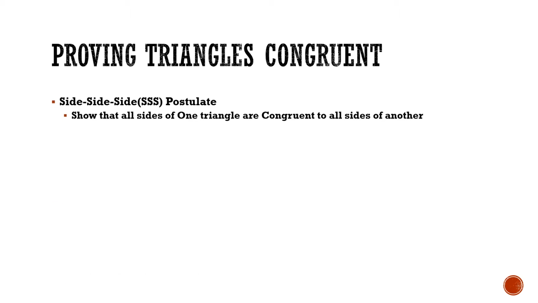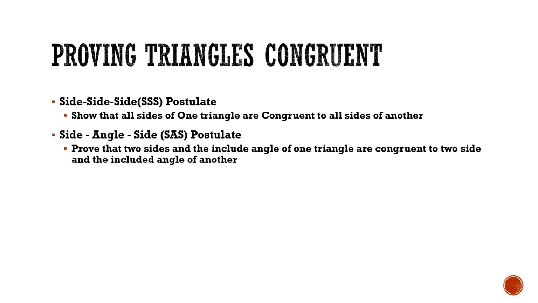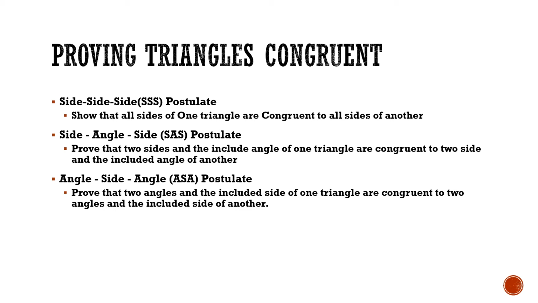First one is side, side, side. That's kind of the most simple, basic postulate. That's just basically showing that all the sides of one triangle are congruent to the same sides of another. And we have side, angle, side, which says that if we have two sides and the included angle of one triangle, they have to be congruent to the same two sides and the included angle of another. And we have angle, side, angle, basically the reverse of the previous one: two angles, and then the side in between those angles congruent to the same two angles and side of another.